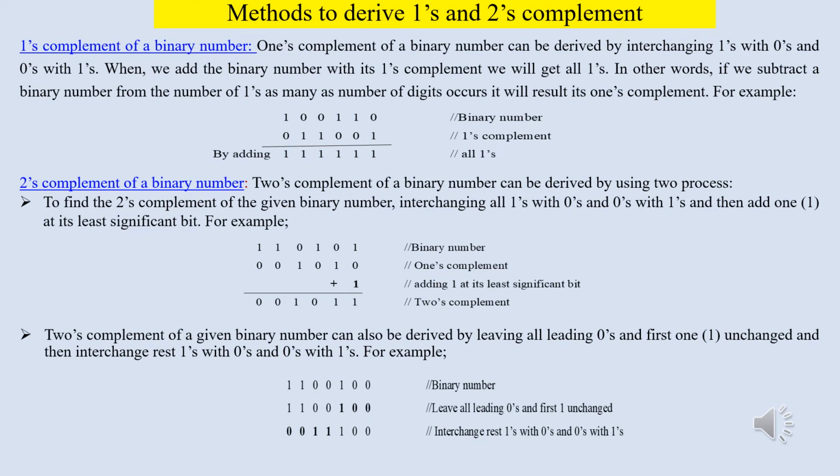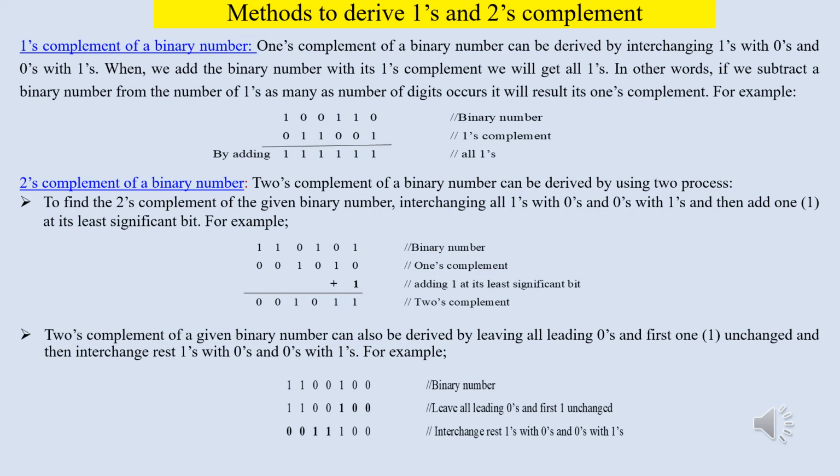Now, in this slide, we will discuss how to find the ones and twos complement of a given binary number. First, the ones complement of a binary number. The ones complement of a binary number can be derived by interchanging ones with zeros and zeros with ones. When we add the binary number with its ones complement, we will get all ones. In other words, if we subtract a binary number from the number of ones as many as the number of digits that occur, it will result in its ones complement.